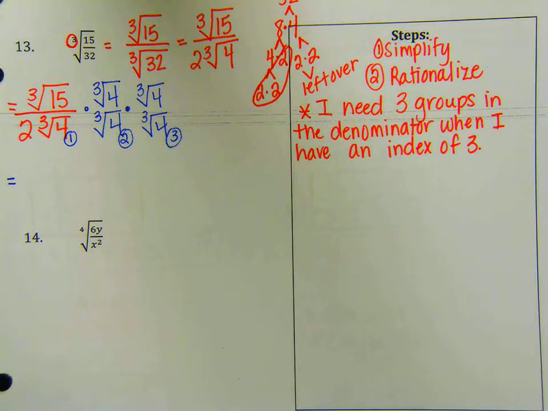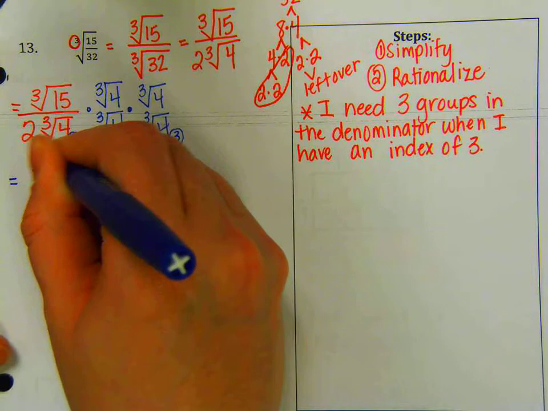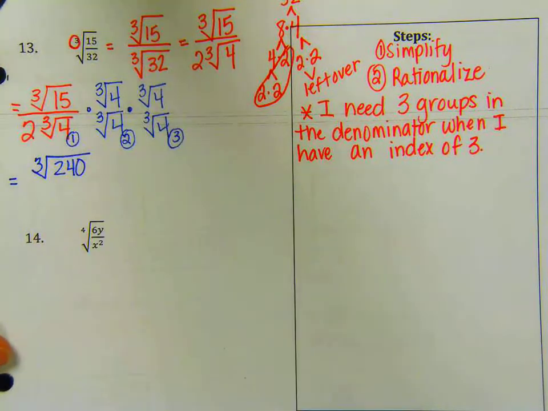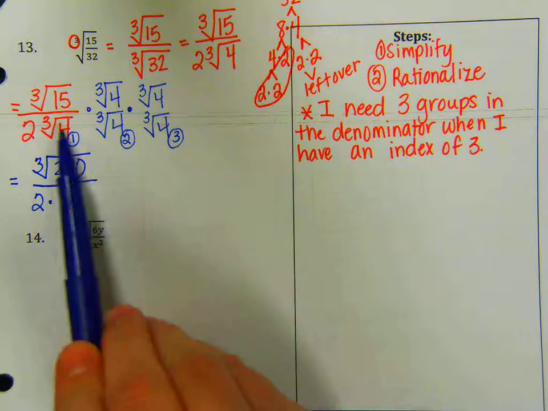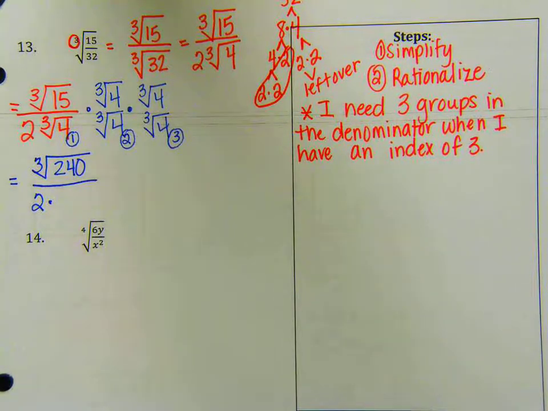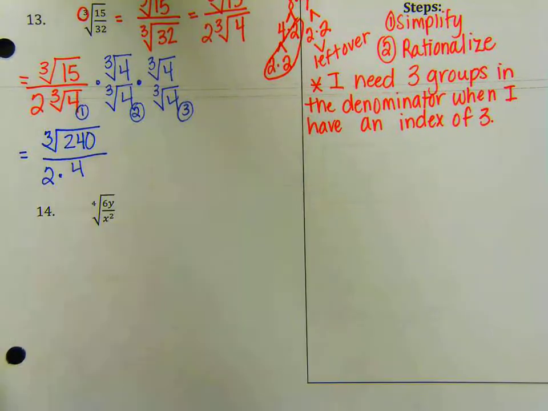So in the numerator, to multiply them together, I have the same index, so I can multiply all those things out. So what's 15 times 4 times 4? So cubed root of 240 goes in the numerator. In the denominator, I have 2. And since I have a group of these, you could write it as the cubed root of 64, but why would you do that if you could just write the number 4? So if you have 3 groups, it gets rid of the index. You're left with just the number that's underneath the radical sign.